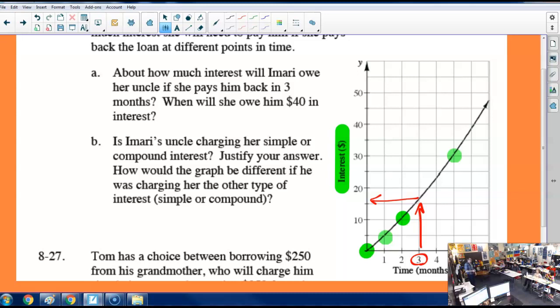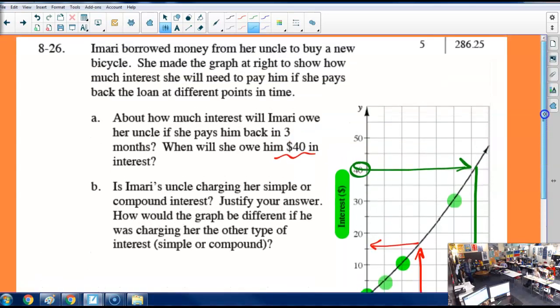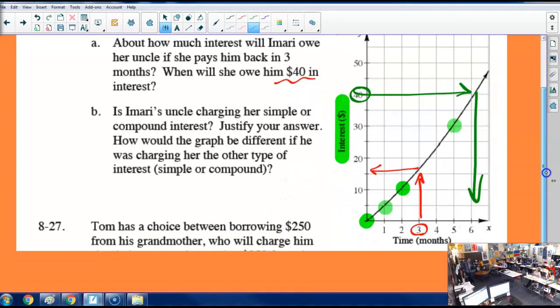Now, if she decides I don't really need to pay him back that quickly, I'll wait till I owe him $40 in interest. Is that an X value or a Y value? Y value. So we come up here, we trace over, then we come down a little over 6 months, right? So she hangs on to it for half the year. Now, how much money did she borrow? We don't know. She borrowed some money. I don't think it really matters right now.